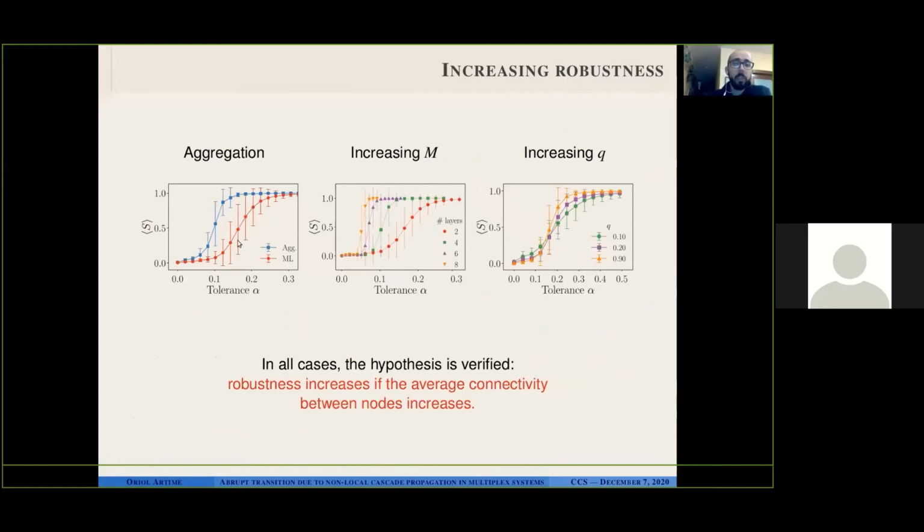Here you see the aggregation is on the left of the multilayer structure. Also, increasing the number of layers, we see that as you have more layers, the curves of the order parameter of the transition tend to the left, and also here, increasing the multiplex parameter. So we show that the robustness increases if the average connectivity between nodes increases.